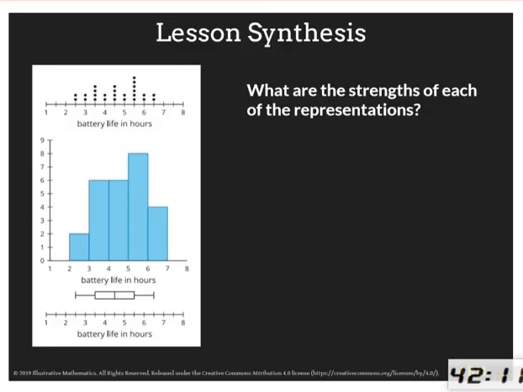All right, what are the strengths of each representation? One strength for each one of these representations. I'll give you a minute. We'll reconvene at 43:15. One strength, one positive thing about each one of these representations.